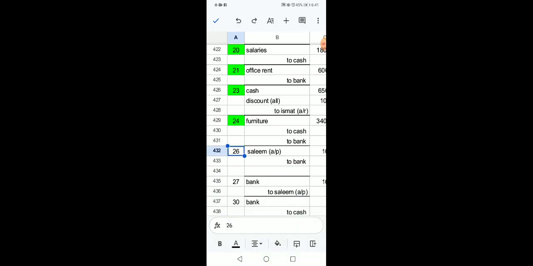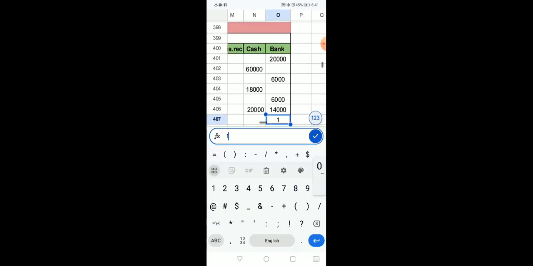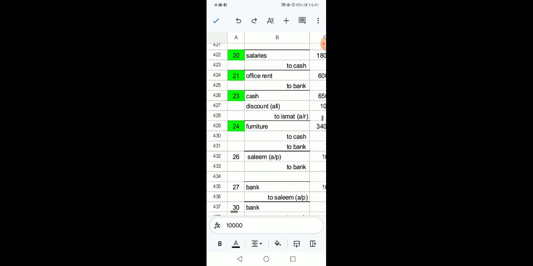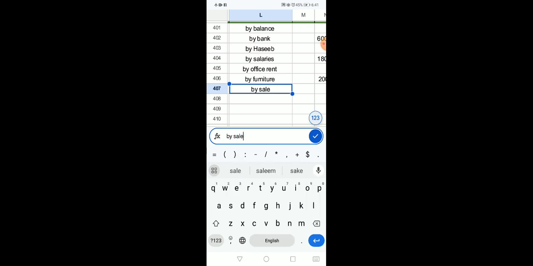We are now on the 26th entry, where there are two elements, but we are associated with the bank only. Bank is credited by 10,000. Go to the credit side of the bank and write 10,000 over here. Now see the reference of this 10,000, which is Salim. So you will write Salim with the additional word "by": by Salim.